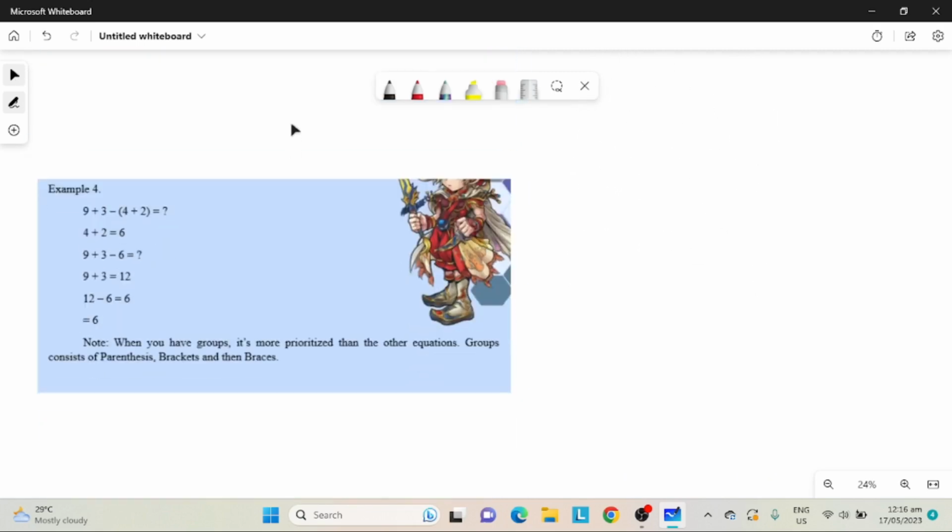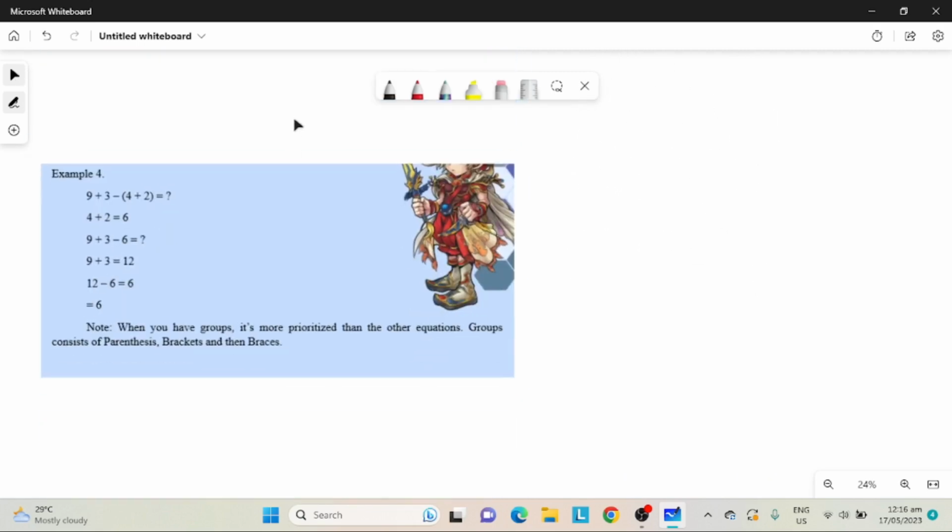Now, let's move on to example number 4. Here, we have a parenthesis. Oh no, what do we do? Here's a parenthesis. I cannot solve this. Students, you can solve this.